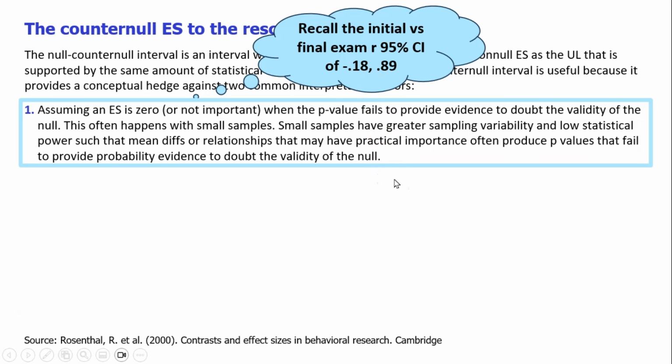And I'm going to show you an example on the next page where the counter null value can help us from thinking that what we have here is basically no correlation because 0 is in the interval. Okay, so keep that in mind. And let me give you the second interpretation error, which is sort of like a mirror image of this first one.